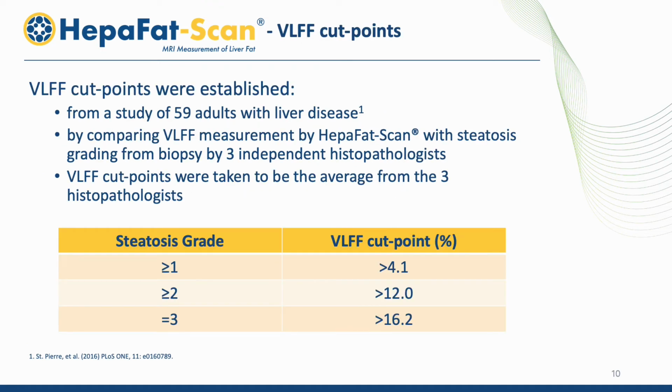The HepaFat-Scan VLFF cut points were established from the study of 59 adults with liver disease by comparing the VLFF measurements by HepaFat-Scan with steatosis grading from biopsy by 3 independent histopathologists. The VLFF cut points were taken to be the average from the 3 histopathologists. And in the table, you can see that the cut points were 4.1, 12.0, and 16.2% VLFF for diagnosing steatosis grade greater than or equal to 1, greater than or equal to 2, or equal to 3.